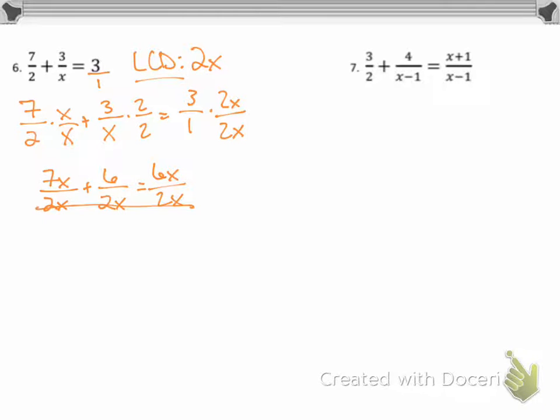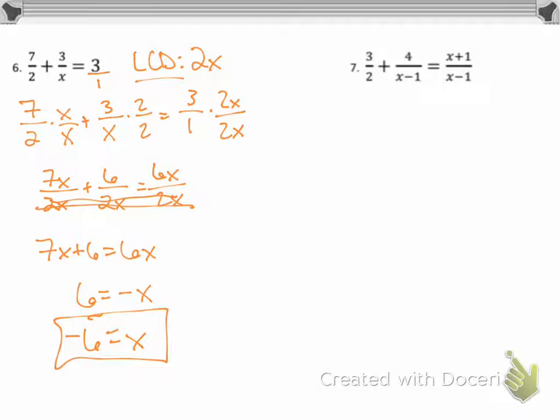All of our denominators are the same. I no longer need to worry about them. So I'm just left with 7x plus 6 equals 6x. We're going to subtract 7x from each side and get 6 equals negative x. Divide each side by negative 1. I get negative 6 equals x. My only denominator with an x is just x itself, so I would plug in negative 6, and that's not 0. So that would be our answer. x would equal negative 6.